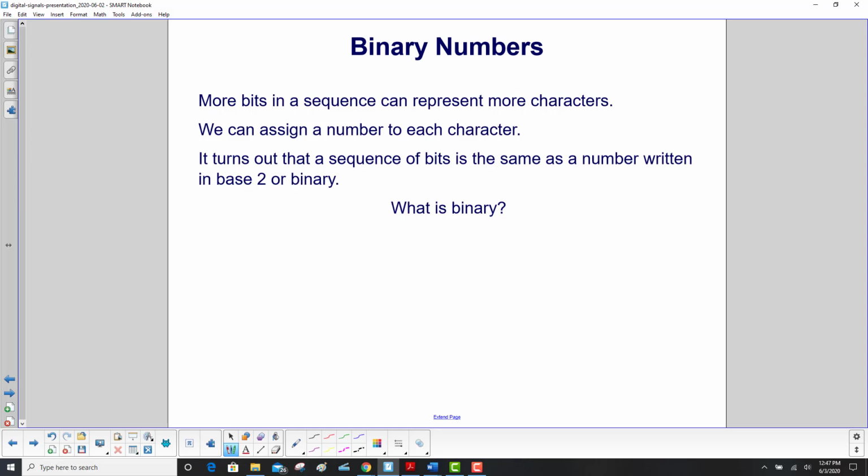The more bits in a sequence, the more characters we can represent. We can then assign a number to each character. It turns out that a sequence of bits is the same as a number written in base 2, or binary. We talked about that earlier and said we'd explain it later. Well, it's now later. What is binary?